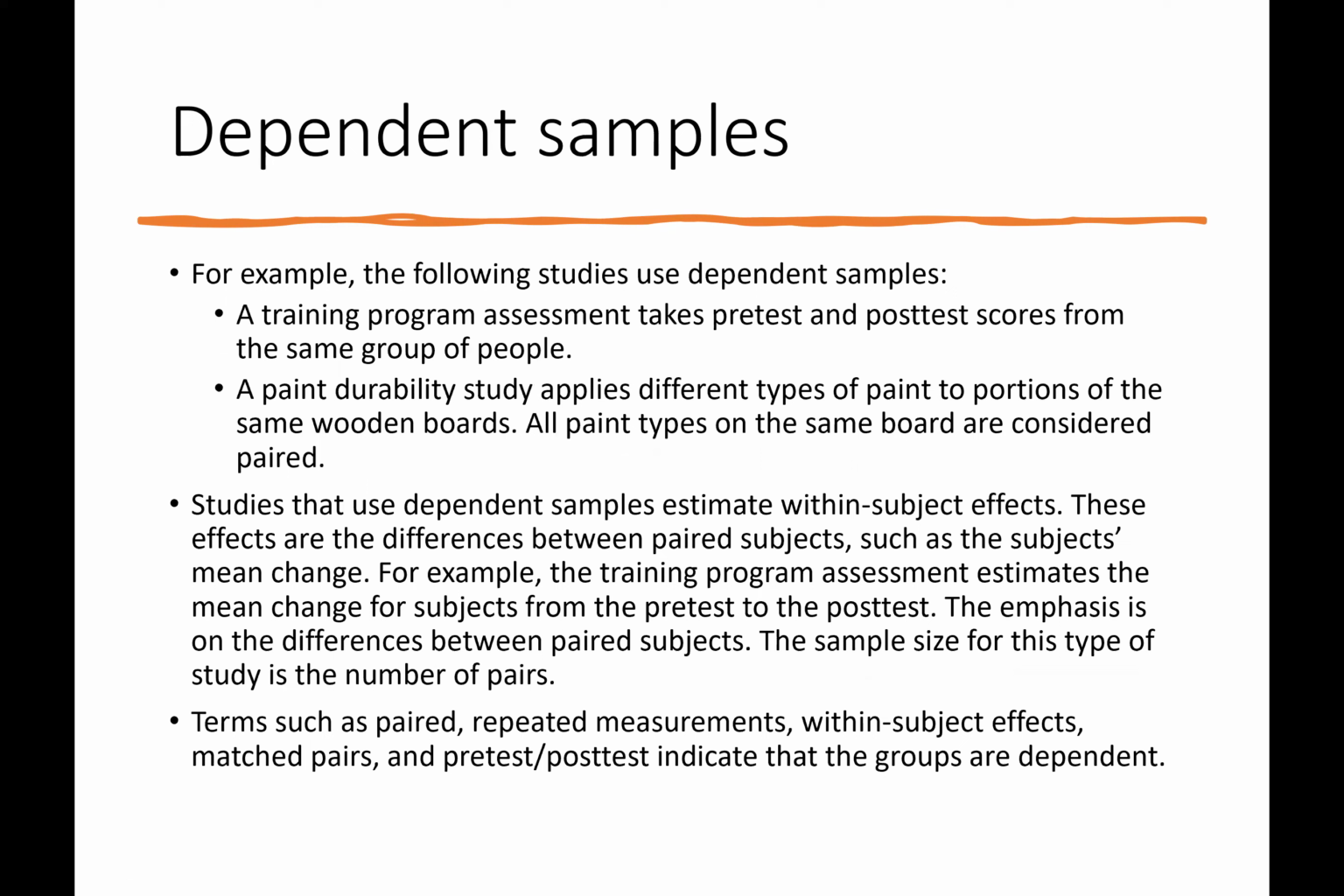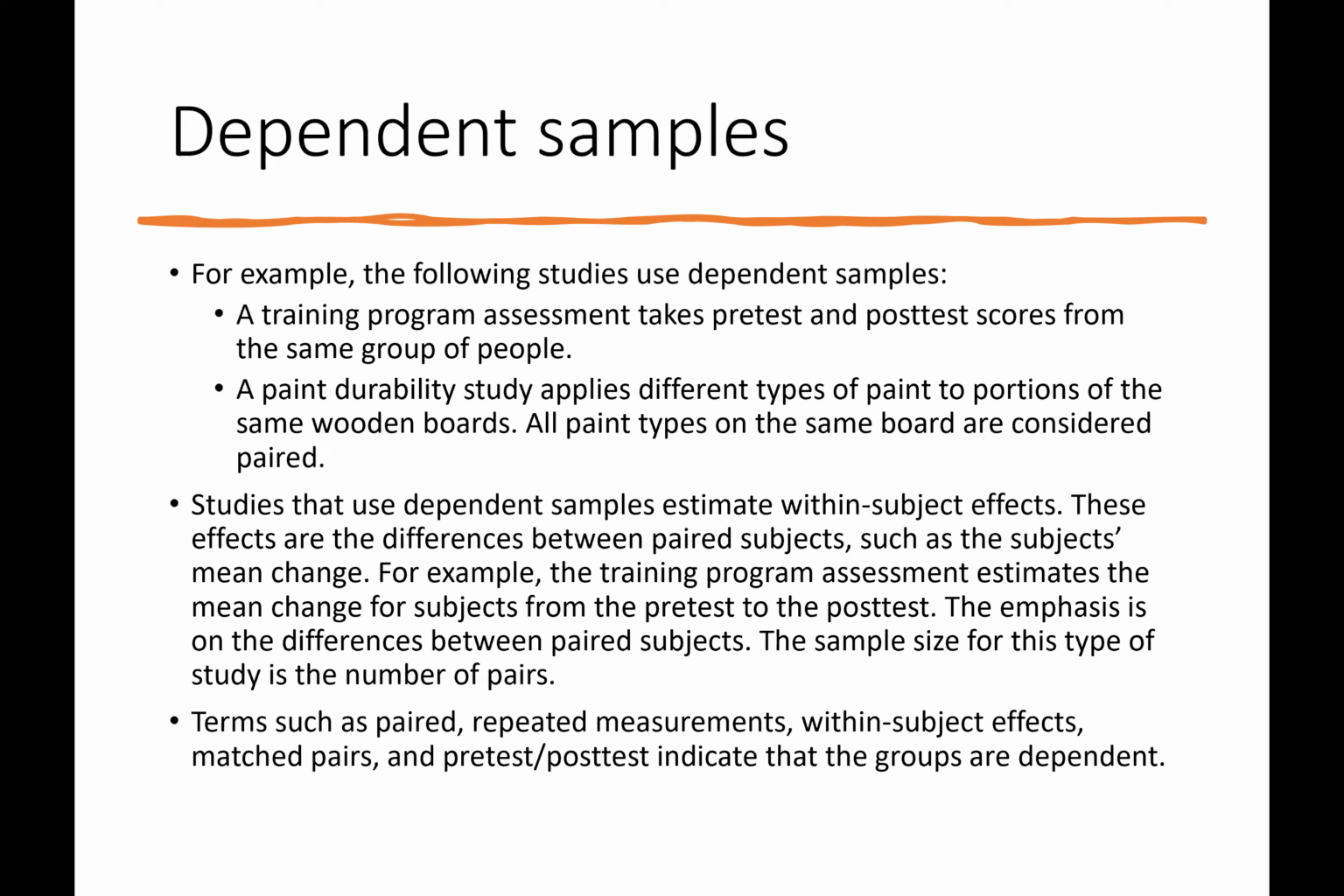For example, the following studies use dependent samples. A training program assessment takes pre-test and post-test scores from the same group of people. A paint durability study applies different types of paints to portions of the same wooden boards. All paint types are on the same board and they're considered paired.